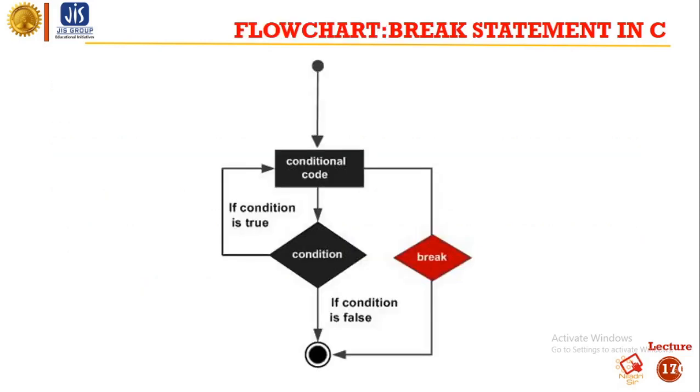So this is the flowchart for the break statement. As you can see, this is the conditional code, and this is the condition. And there is a break statement. If there is a break statement, it will go outside that loop. So this is how the break statement works. If a break statement is encountered, then the control will go outside the loop.